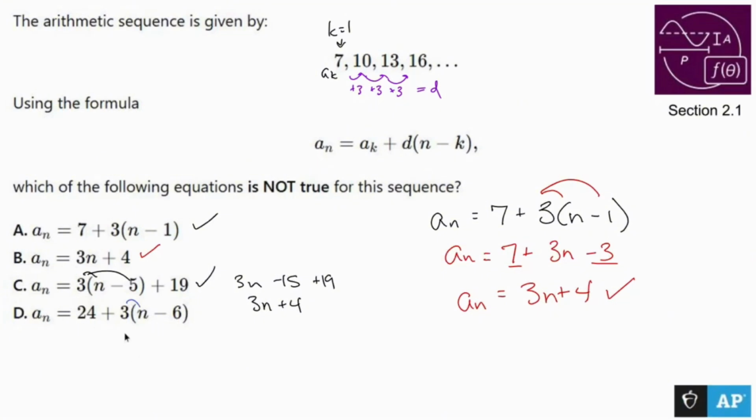If I were to distribute, that gets me 3n. Distribute the other, that gets me negative 18. 24 drops down. 24 and negative 18 combine to make 6 and not 4. So D is wrong, which means it's the right answer.